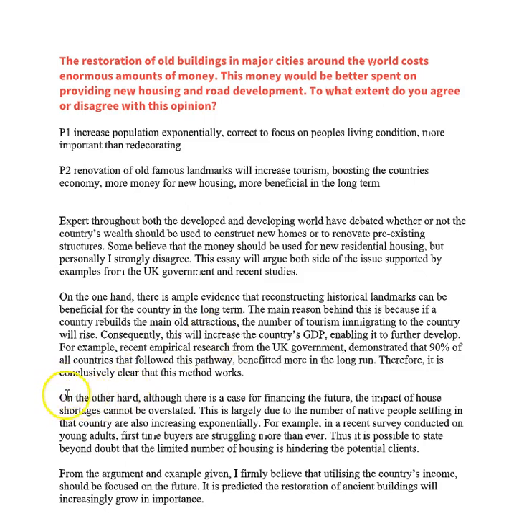Okay, so next one, on the other hand, although there is a case for financing the future, the impact of house shortages cannot be overstated. Well done, good. This is largely due to the number of native people settling in the country are also increasing exponentially. Okay, this sentence is slightly confusing. So what I would say we should do instead is to say this is largely due to the population increasing exponentially. That way you've eliminated quite a few words there and got your point across clearly. Okay, so this is largely due to the population increasing exponentially.